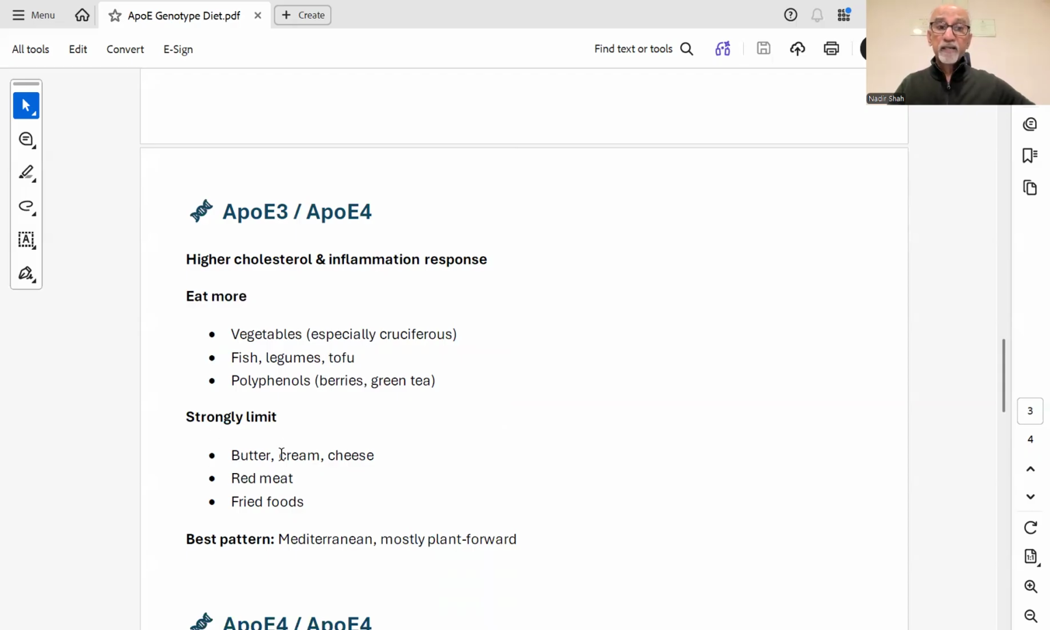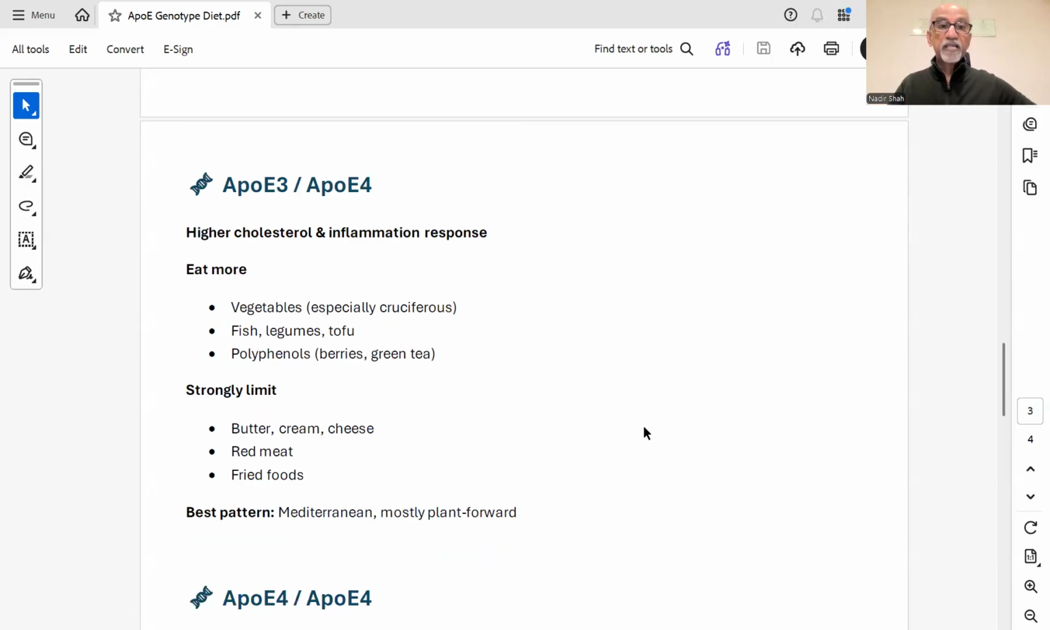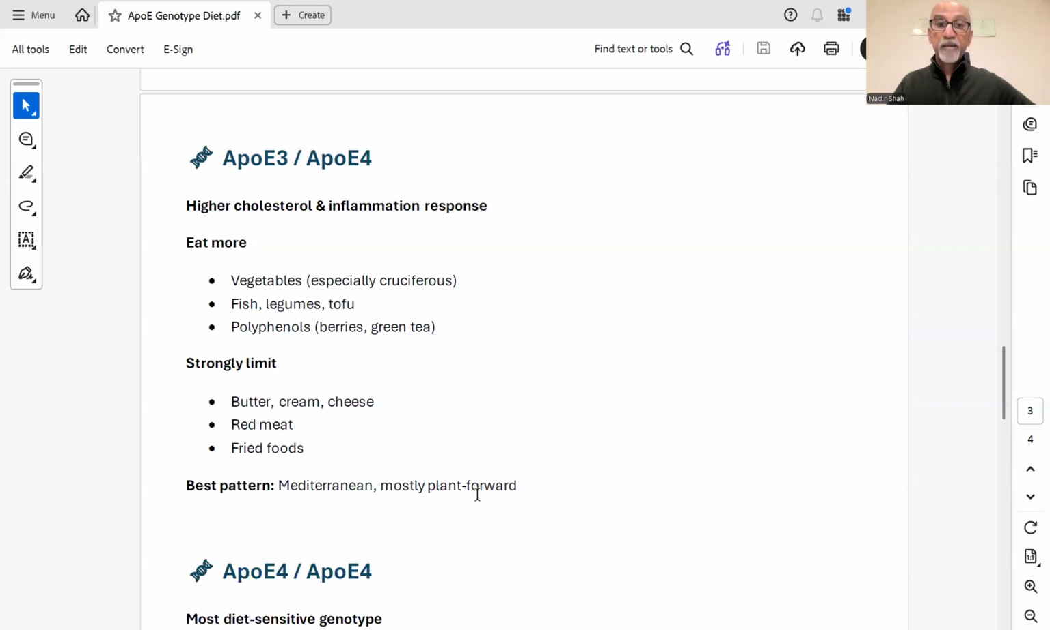Strongly limit butter, cream, and cheese. See, these are saturated fat. So the first three items and red meat, all four items, are saturated fat. So they are saying to strongly limit these. And of course fried food as well. We are not consuming any fried foods. The best pattern is Mediterranean, mostly plant-based, plant forward, right?